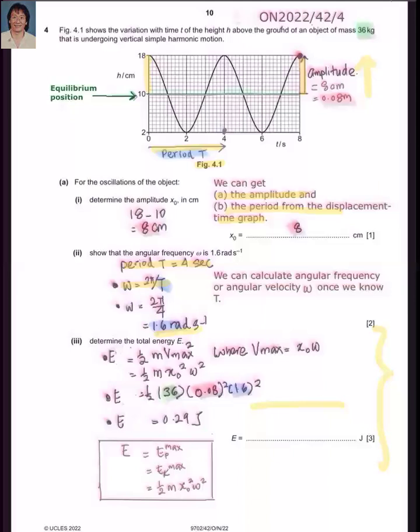The total energy is the sum of the kinetic energy and the potential energy during the vibration. Your E is also equal to the maximum potential energy or the maximum kinetic energy. So E is equal to the maximum kinetic energy, which is half m v max squared, where v max equals x0, the amplitude, times omega. Therefore, E equals half m x0 squared omega squared. Substituting the values of m, amplitude and omega into the equation will give you 0.29 joule.